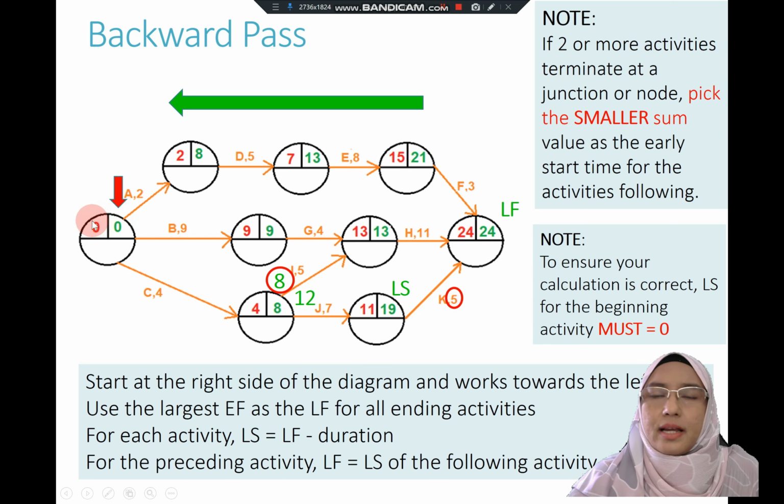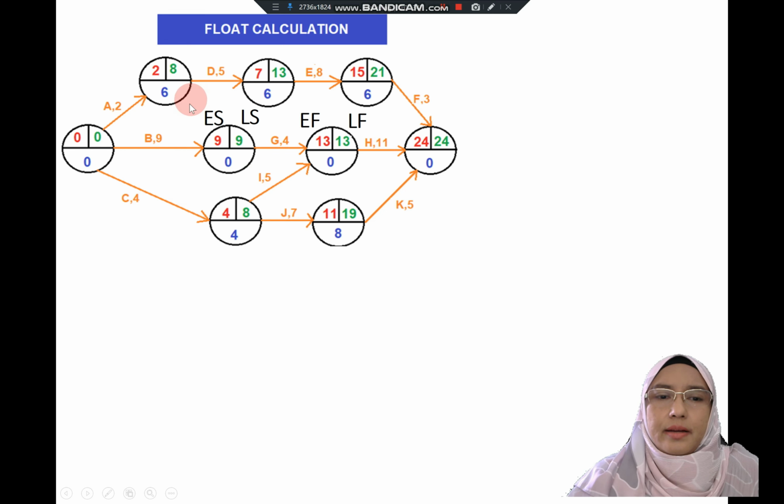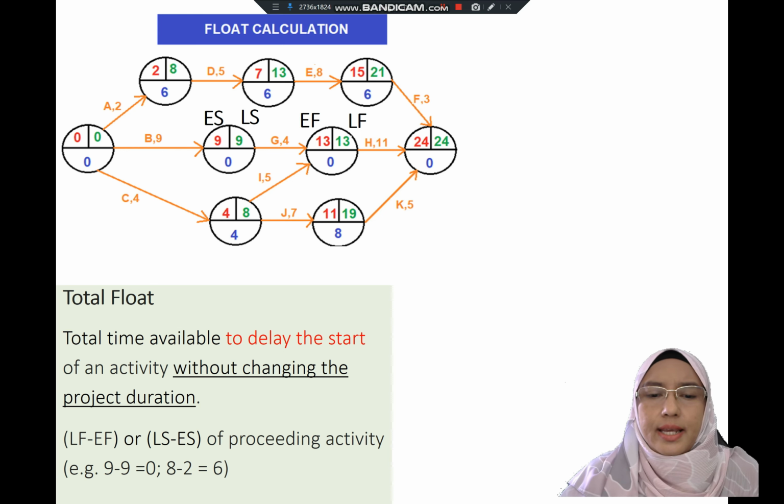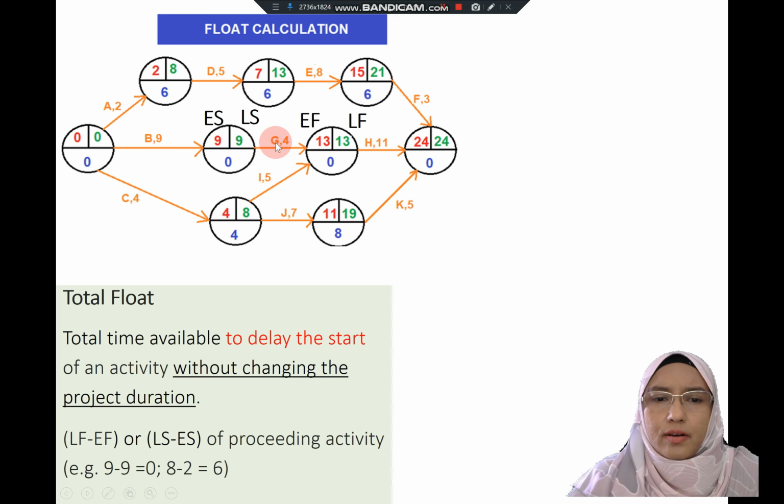Okay, let's look at the float calculation. Again, the same example. In this case, I'm going to focus on this activity G. For activity G, you have early start, late start, early finish, late finish. Total float is the total time available to delay the start of an activity without changing the project duration, which means the activity can be delayed but it will not delay the project. Okay, for this G, we look at the calculation.